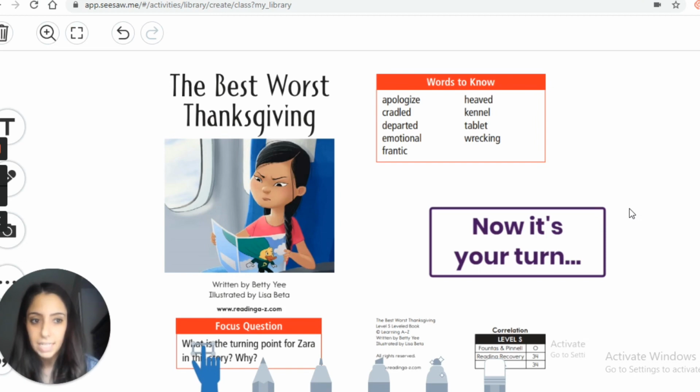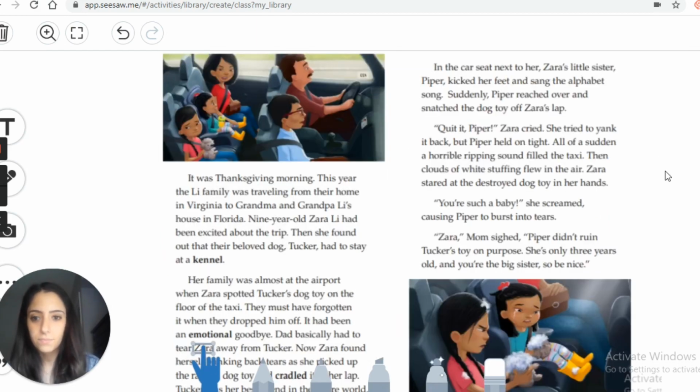So we just decided that Tales of a Fourth Grade Nothing is told from first person point of view because the story is told by Peter. He's a character inside the story. So the point of view is first person. Now we're going to try with this story, Best Worst Thanksgiving.